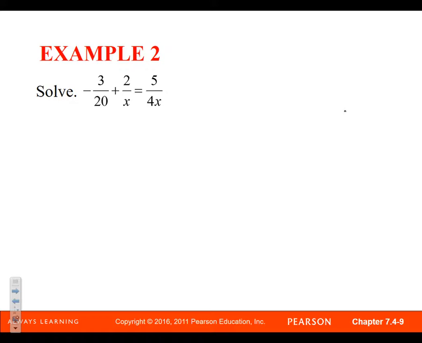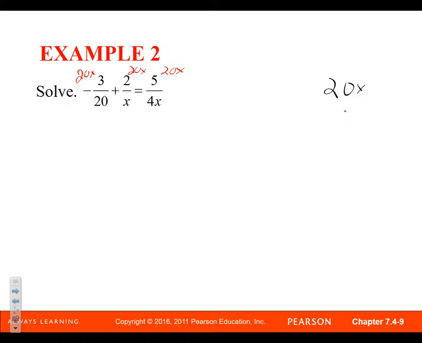20x, right? Yay, 20x. So what I'm going to do is multiply every one of these terms by 20x. 20x there, 20x there, 20x there. Okay? So everything gets multiplied, right? Whatever you do to one side, you've got to do to the other. And this is why. We don't want these denominators there.